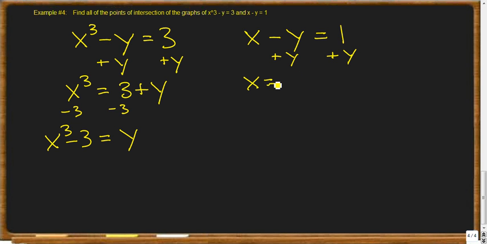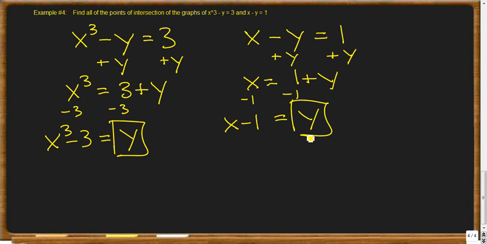On this side, I'm going to add y to both sides. Get x equals 1 plus y. Subtract 1 from both sides. Get x minus 1 equals y. And then what I'm going to do is set them equal to each other. Because this is a y and this is a y, we're describing when they intersect, so they have to share the same thing. So if they're sharing the same y point, then the x's would have to be the same as well. So I can just collide those two together.